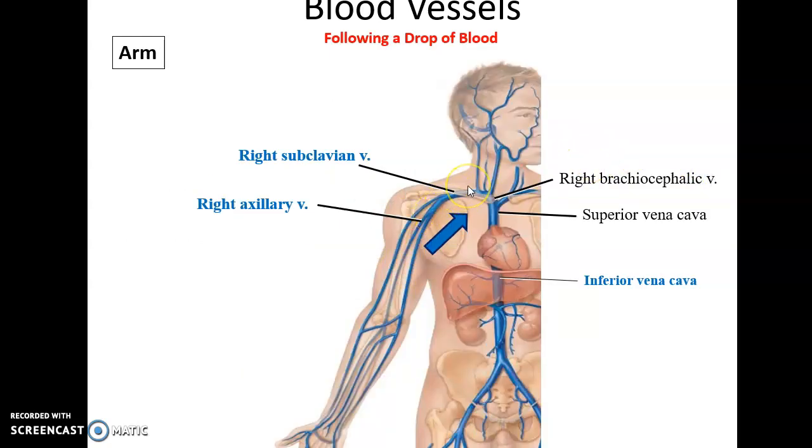The subclavian vein obviously is receiving blood from the arm, so it goes right, in this case, right or left, axillary vein, which then becomes the right subclavian vein, which then, etc., etc.